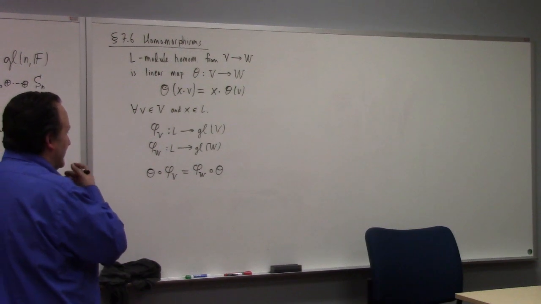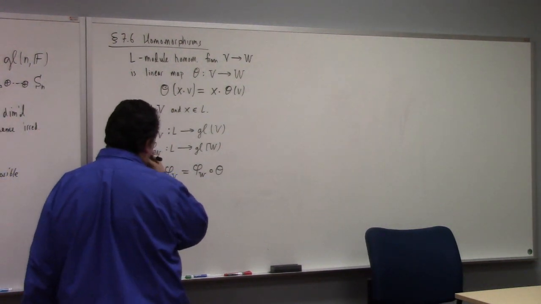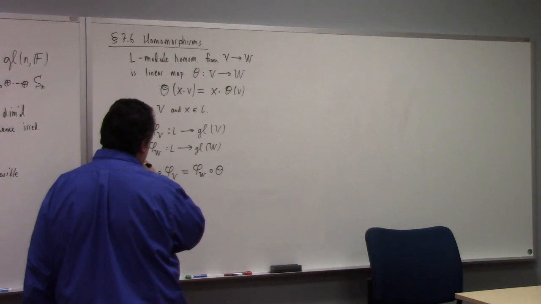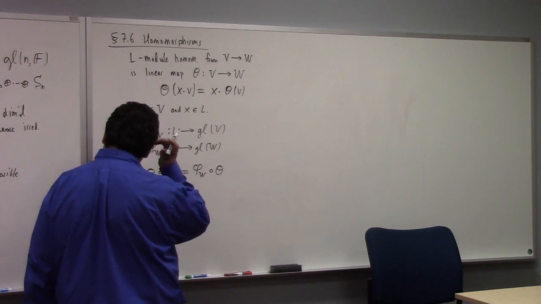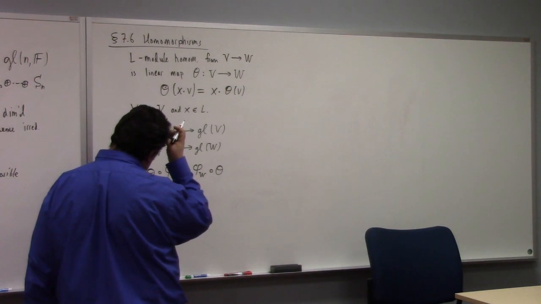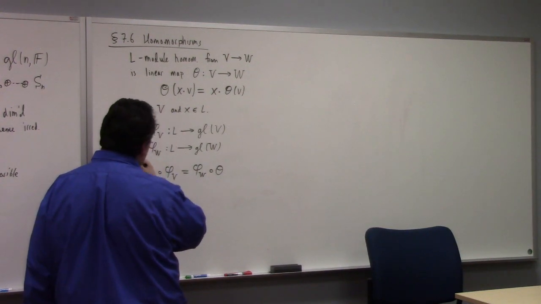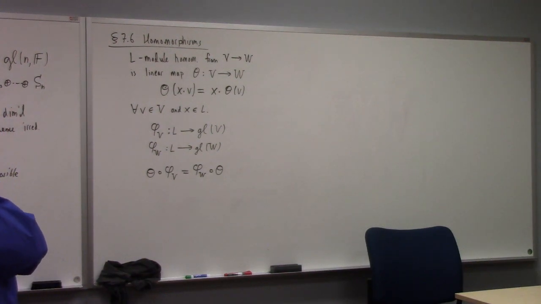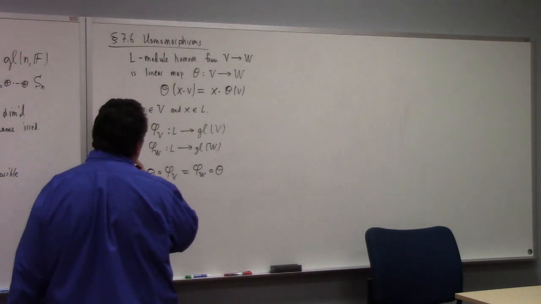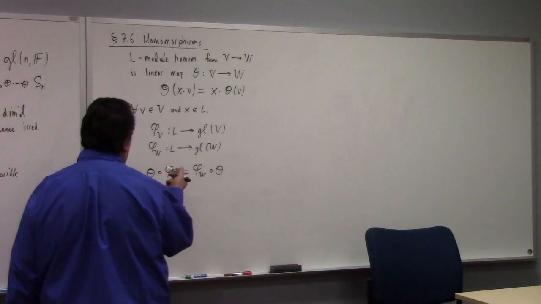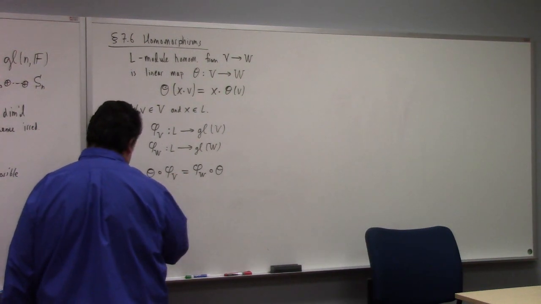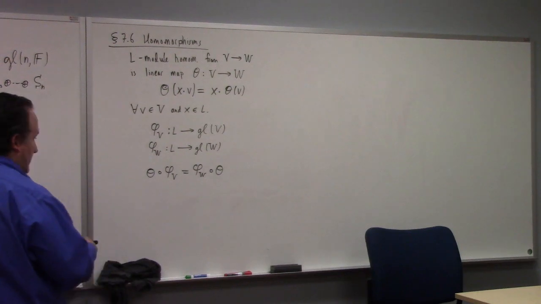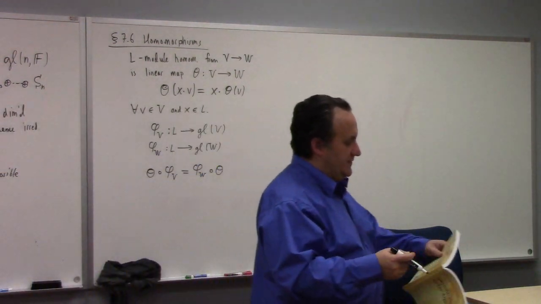Let's see here. If I draw a picture, I don't know where I want to draw the picture. I'm not sure what the right picture is to draw here, honestly. Well, they don't input the same things. Theta will use something in W. W takes something in L. Oh, L is the Lie algebra here.